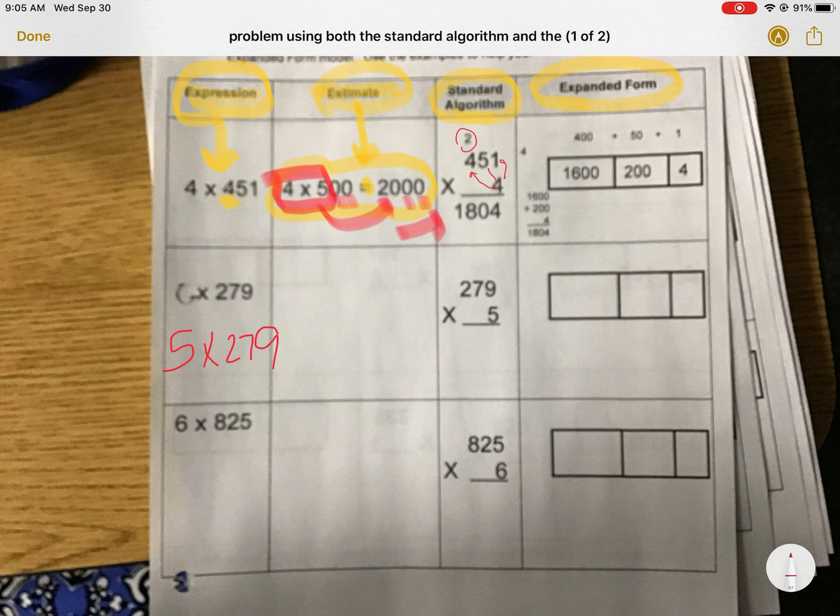So in the next part, we see we did the expanded form or the area model. We took that first factor of 4, we set it in front, and then we're going to expand 451 using place value. I have a value of 400, a value of 50, a value of 1. When I add those back together, I get 451. I'm going to multiply in each box. 4 times 400, 1,600. 4 times 50, 200. 4 times 1, 4.